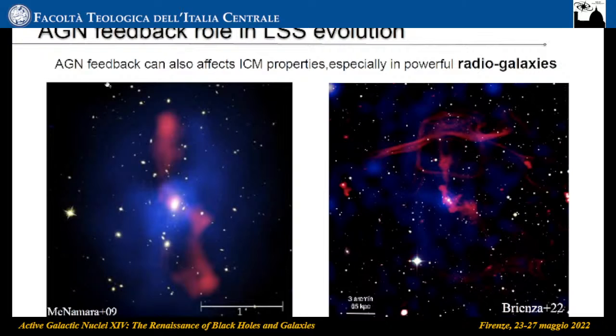And this has important consequences for the overall galaxy evolution in large-scale structures, for example, by preventing cooling of the gas in the central part of the clusters, and in turn preventing further star formation from occurring. So it's interesting to investigate these processes also at high redshift, when we know that most of the star formation occurs, for example, at the so-called cosmic noon around redshift 2.